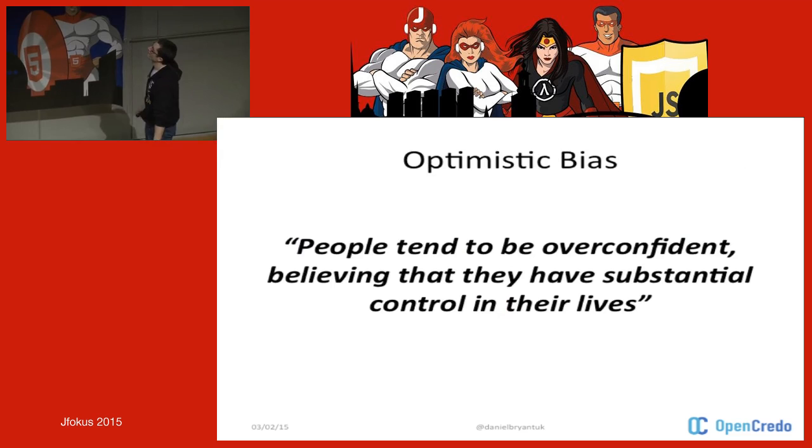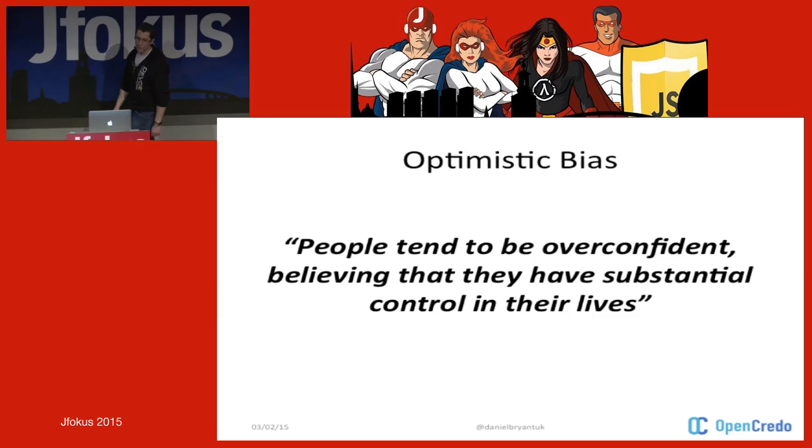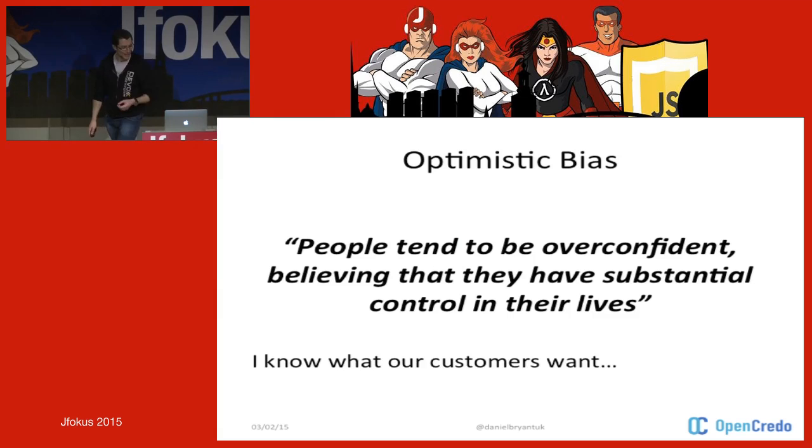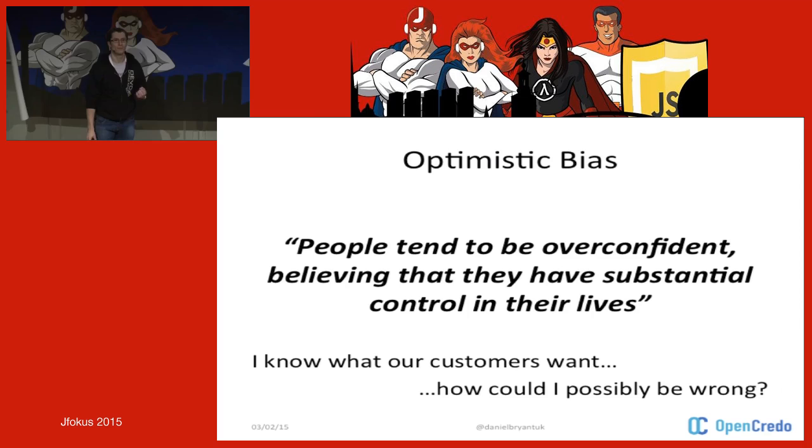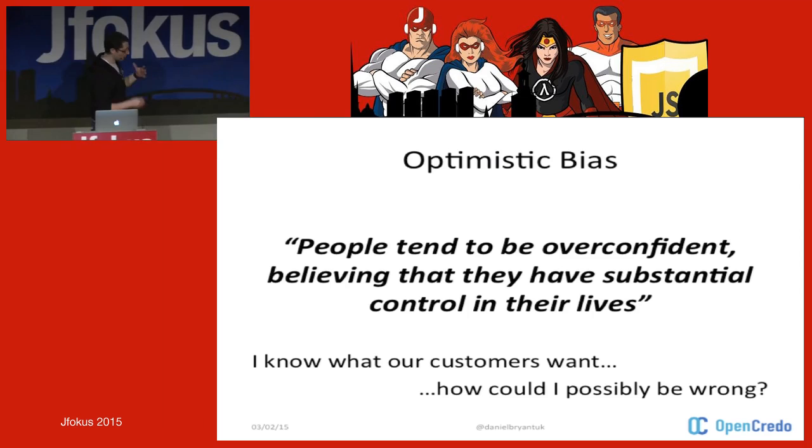So, second bias now. Optimistic bias. People tend to be overconfident, believing that they have substantial control in their lives. I'm going to spin this a little bit in that it's often, I know what customers want. How could I possibly be wrong? Rule number one as a consultant is, you are not the user. You are not the customer. Constantly, I have to stop myself thinking I know what's best. I have to ask a lot of questions.